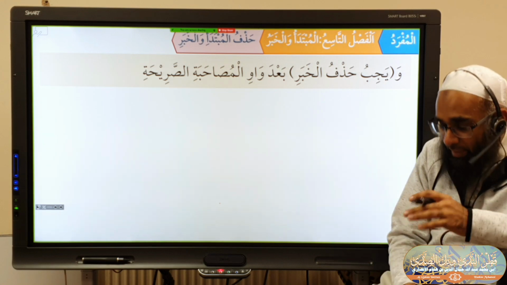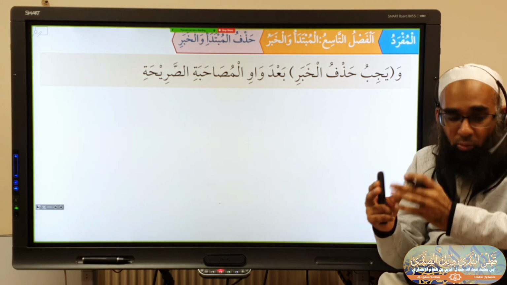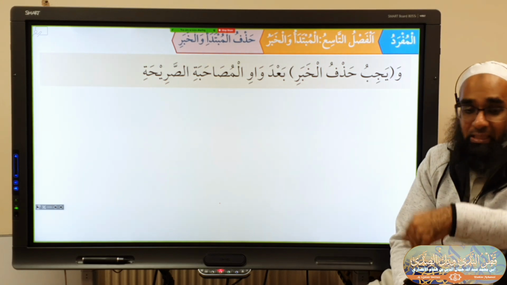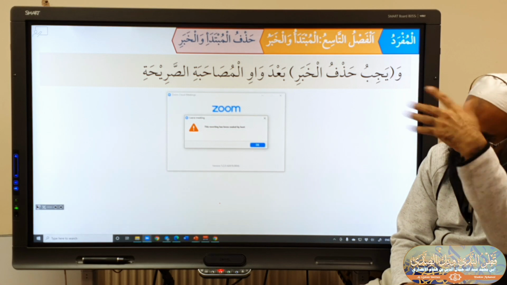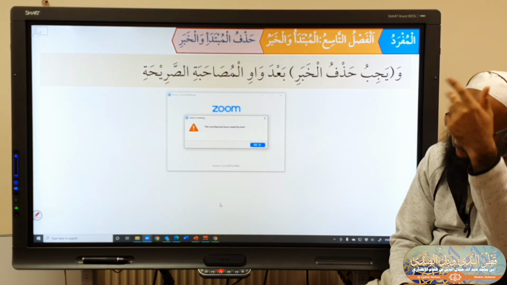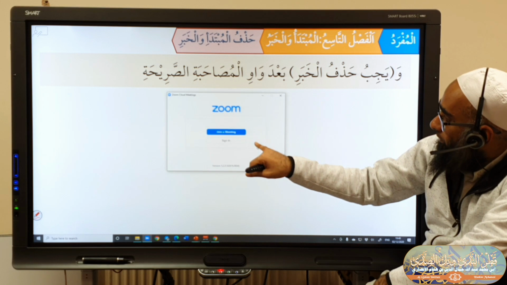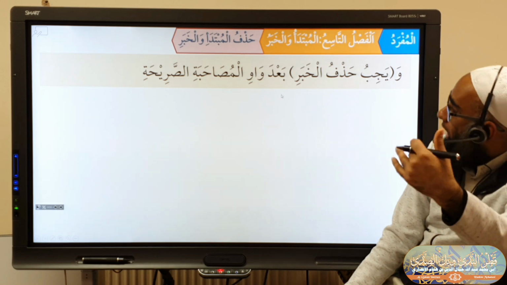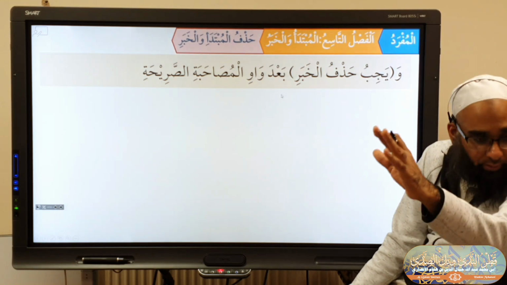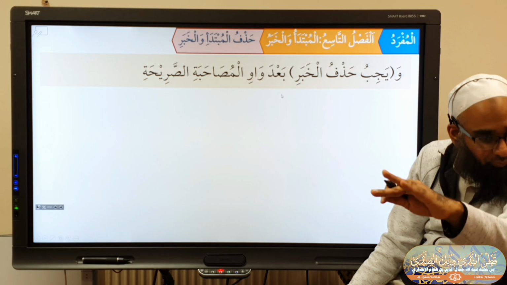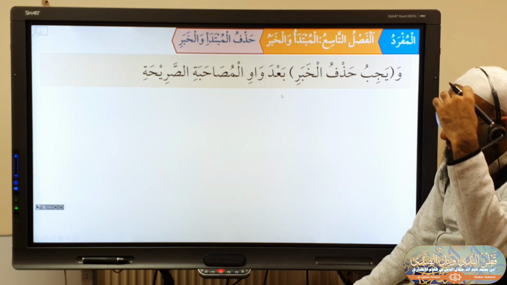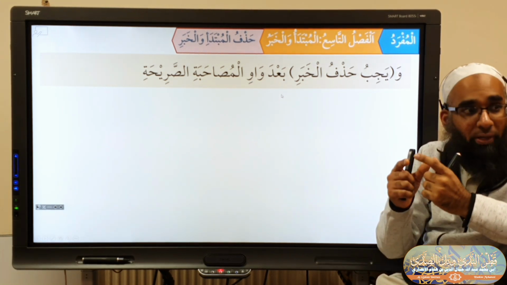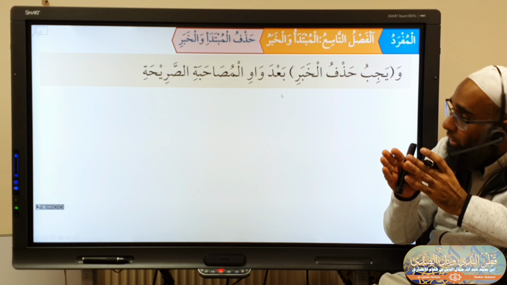The next example we have is if we have a wawul musahaba. For example, it's between him and his Lord, between him and his dad. We say, it's between you and your Lord, it's between you and your brother. That kind of meaning. So in that case, you would have to remove the khabar.